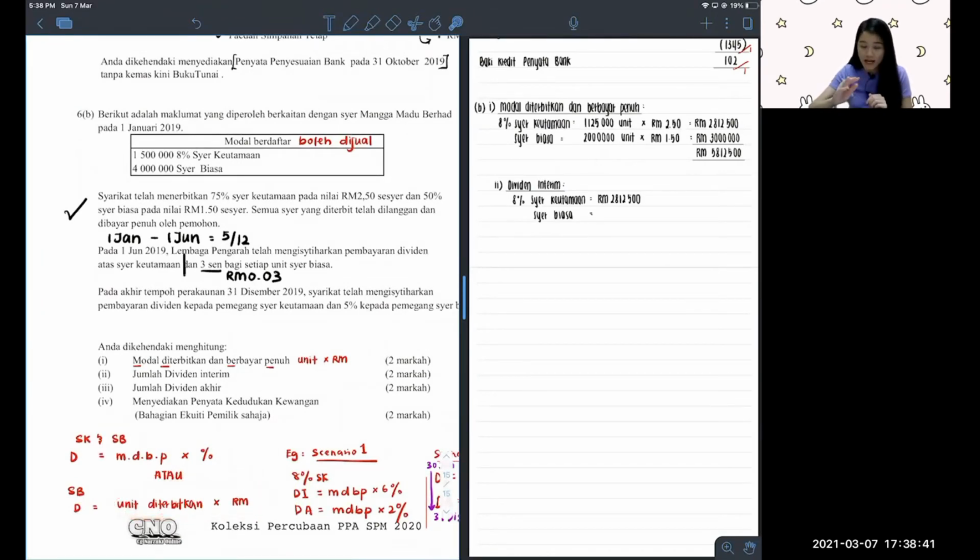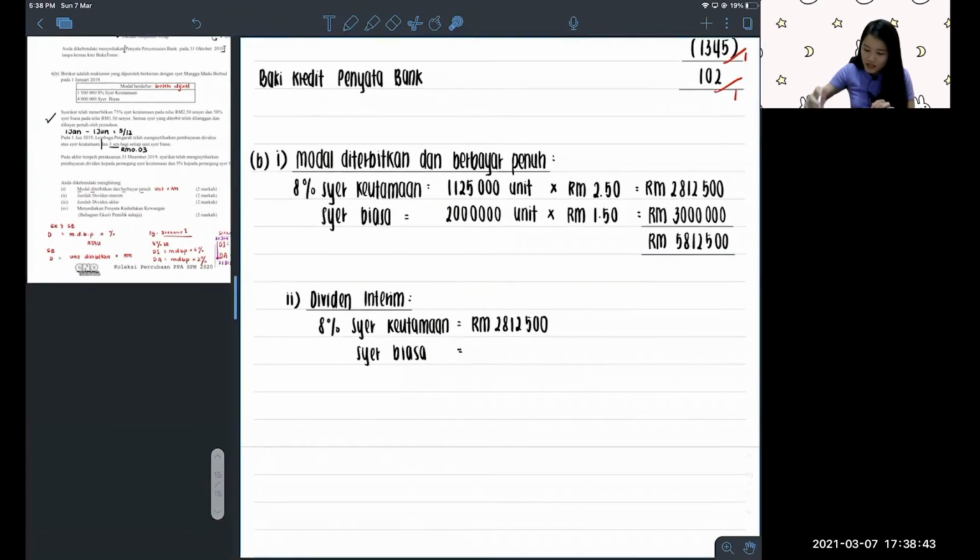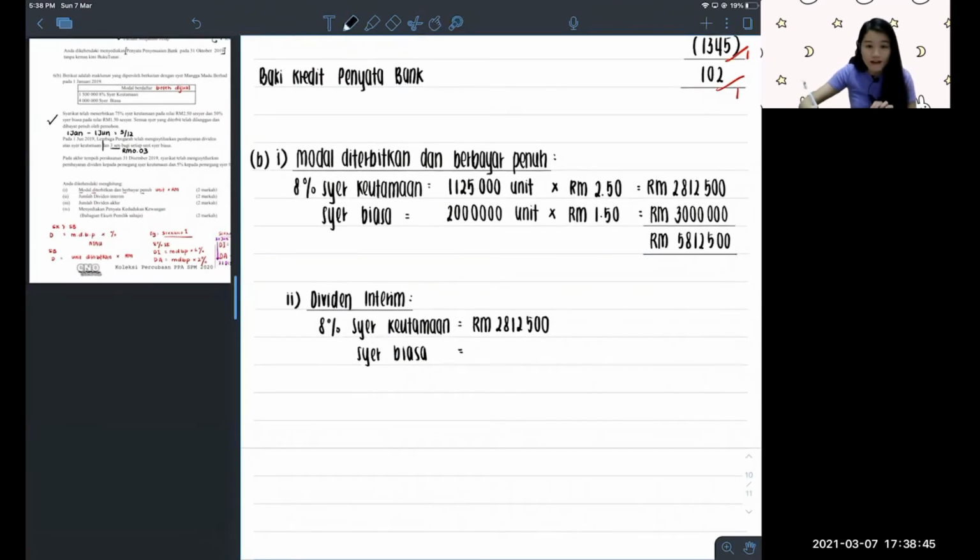So let's settle with share keutamaan first. This 2,812,500 times with 8% and another tempo at the back is 5/12 equals to. And as for share biasa, the unit is 2 million unit. You can see from where, yeah, here lah. Okay, can see 2 million unit multiplied by RM 0.03. 3 cents.